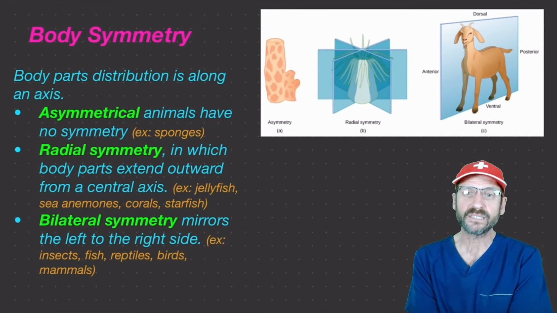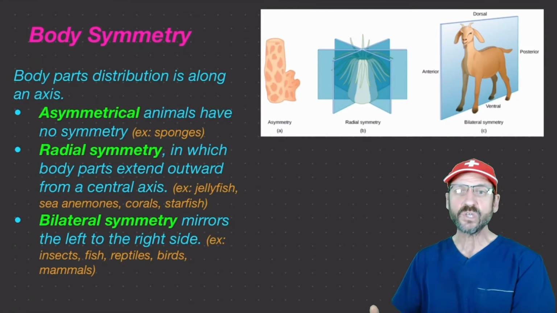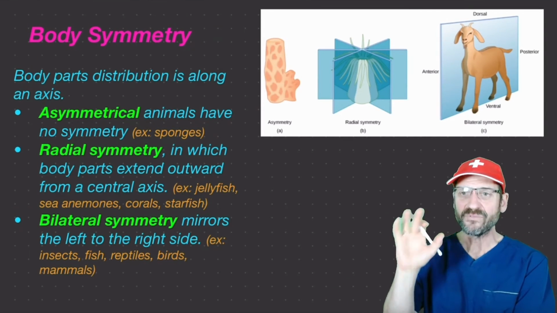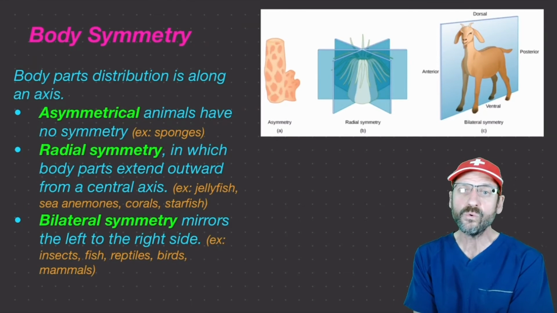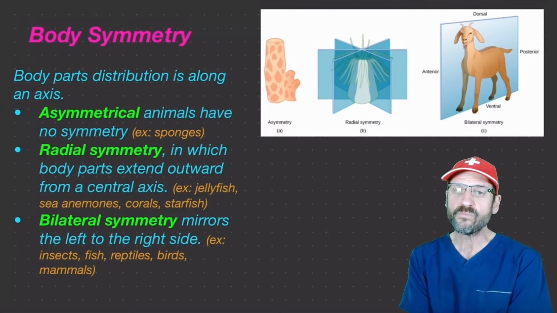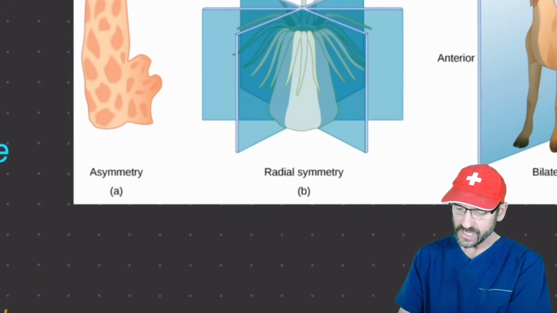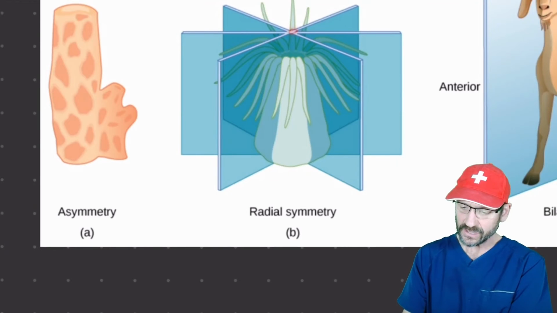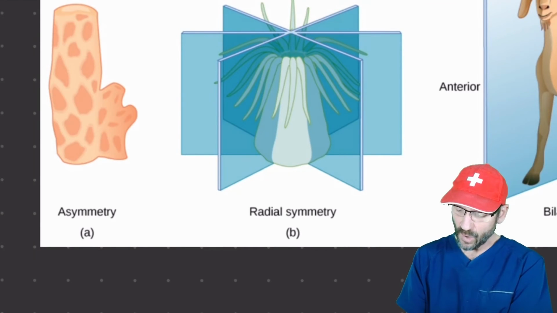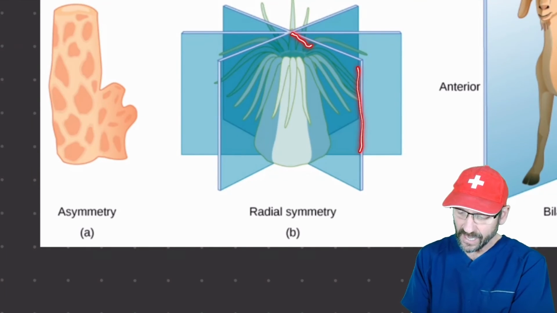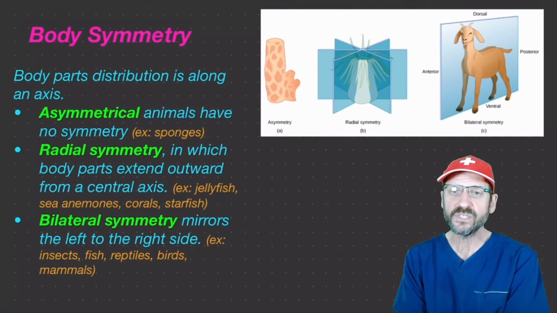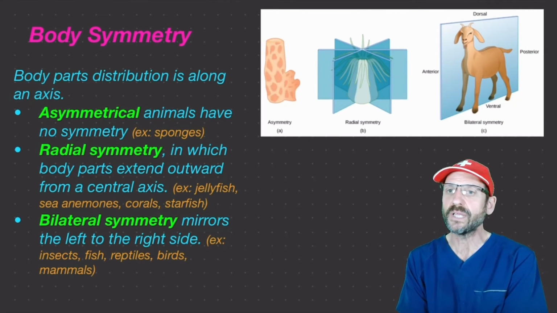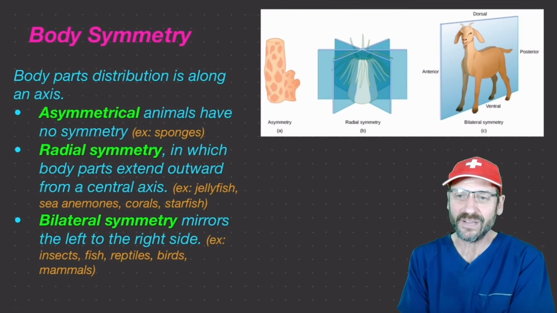Some of the animals, like the sponges, the very early ones, are asymmetrical. So they don't have that symmetry going on. But then we have some that are radially symmetrical. And in those, the body parts extend outward from a central axis. And you can see that in here, where we have a central axis, and then the body parts grow outward, and we can separate them by a plane and then have mirror images of that. We have jellyfish, sea anemones, coral, starfish. They are built that way, body plans that way, so to speak.